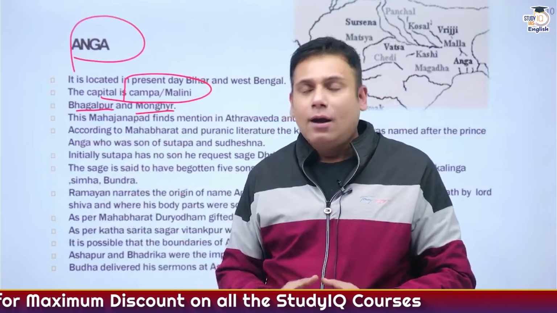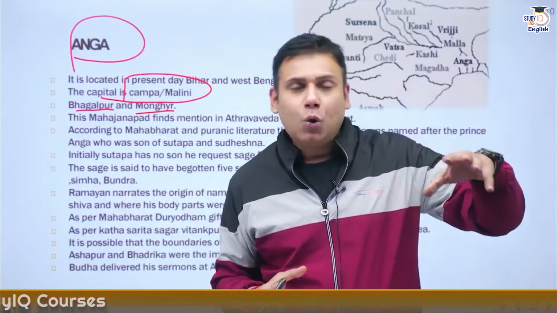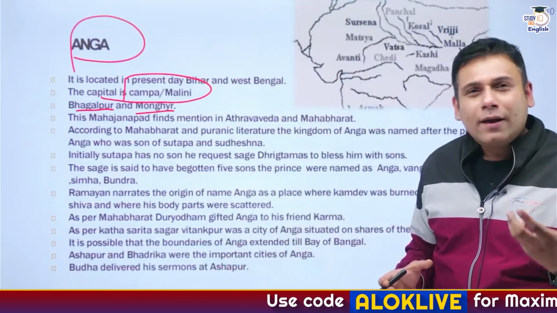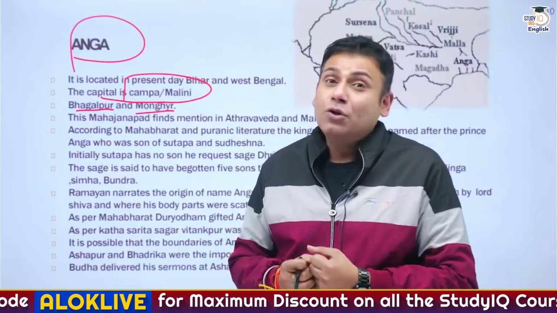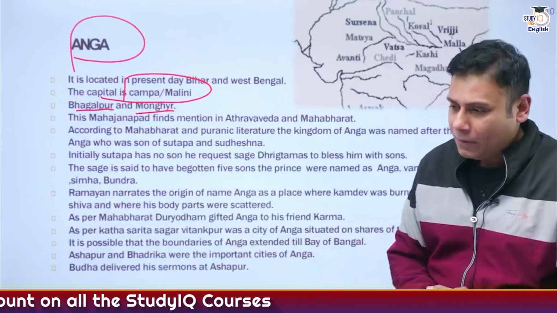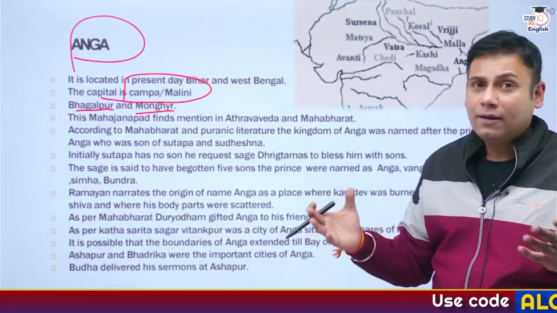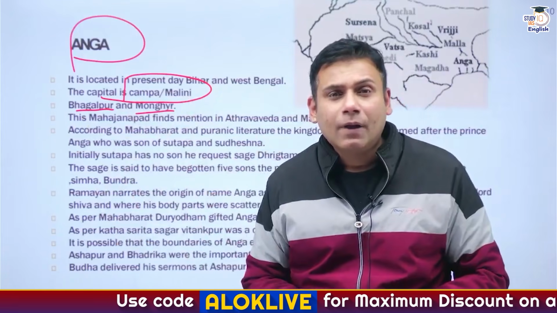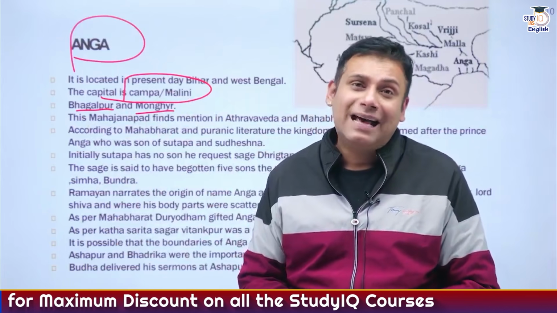One fine day, a sage, a saint whose name was Drigtamas, visited the court of Sutap. And Drigtamas saw that the ruler was quite sad. He was not happy, although he was quite wealthy. So the sage Drigtamas asked him, why are you unhappy? You have lots of riches, you have lots of wealth, and there is lots of prosperity throughout the kingdom, as I have observed. Then why are you unhappy? He told him, I don't have a son.